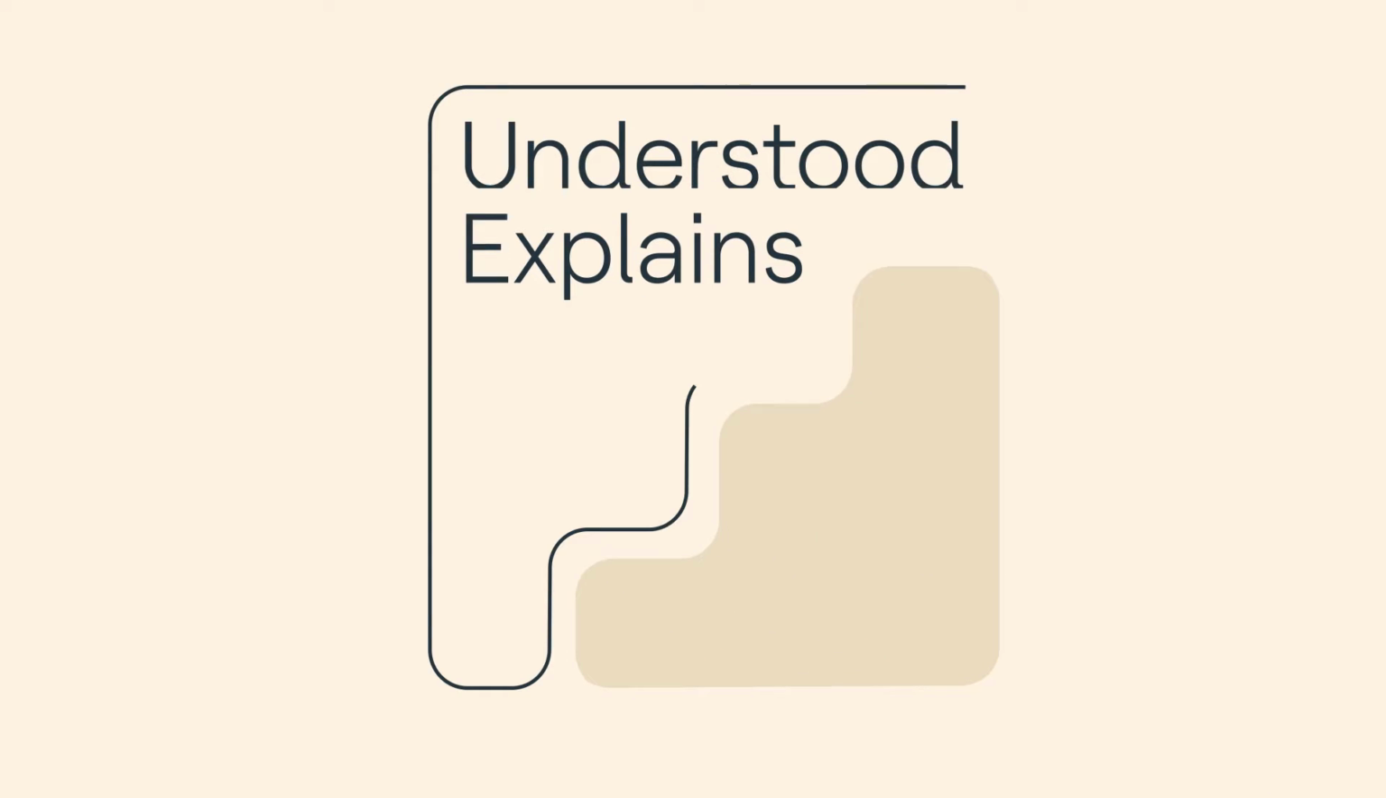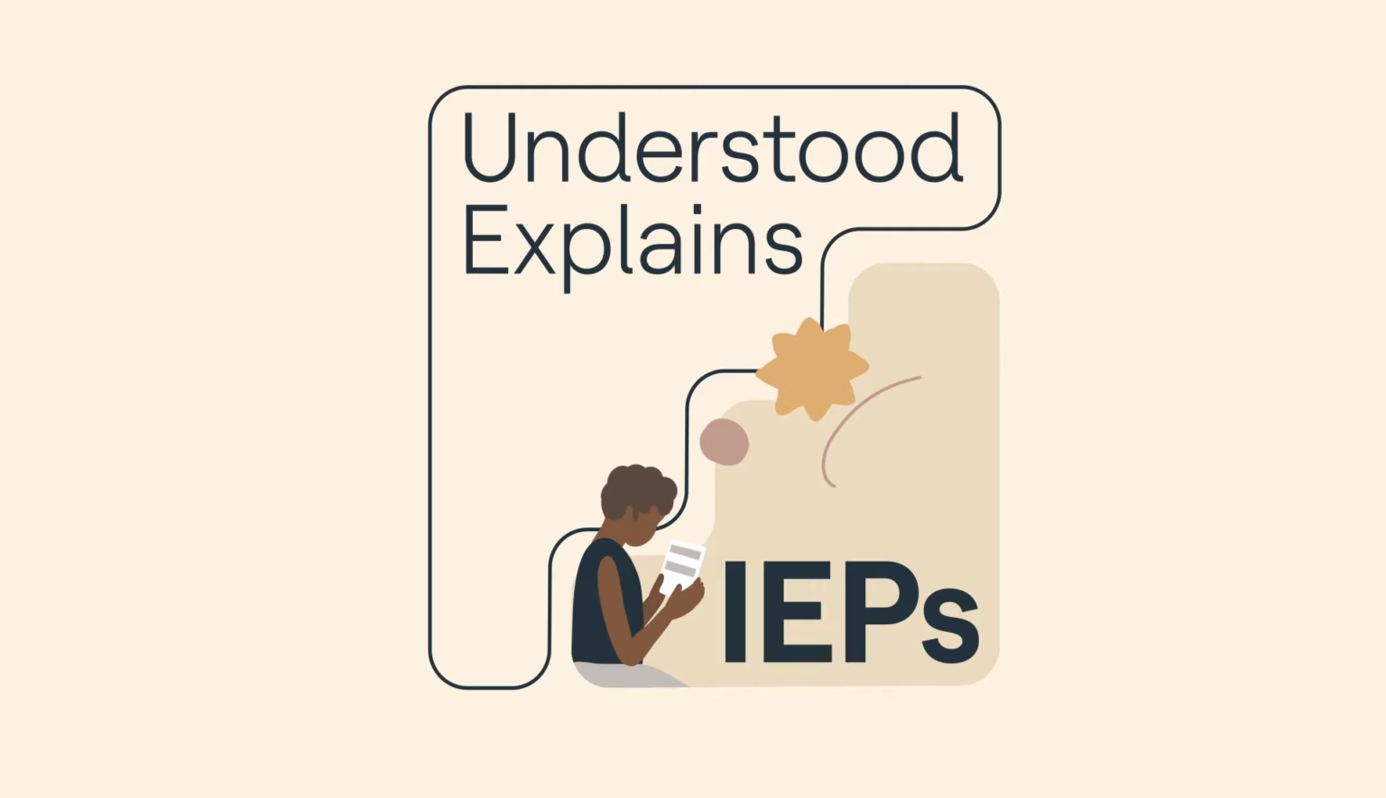A big part of developing your child's IEP is setting annual goals. But how can you tell if these goals are aiming high enough? And if your child is getting enough support to reach these goals? From the Understood Podcast Network, this is Understood Explains, IEPs.